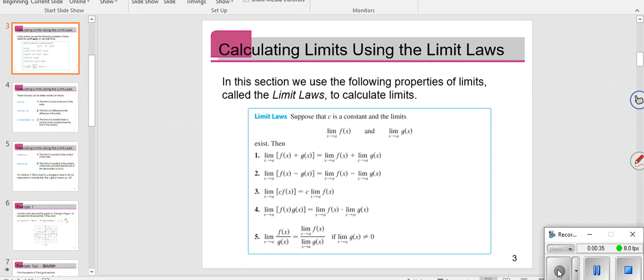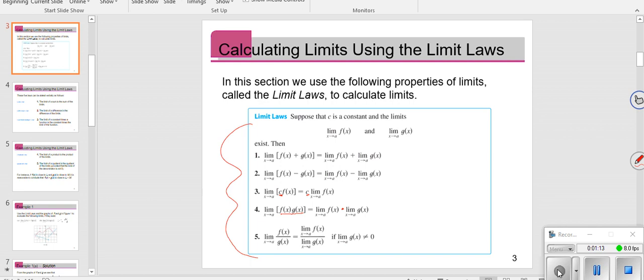I didn't want to put this in full present mode, but these limit laws are important. The first one says if you have the limit of two functions added together, you can separate it into the limit of the first plus the limit of the second. Same thing with difference, same thing with product. Product of a scalar, if you have c times a function, you can pull the c out in front. If you're multiplying two functions together, it's the limit of the first times the limit of the second.